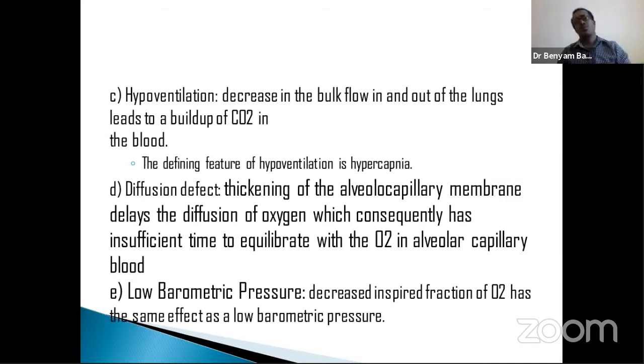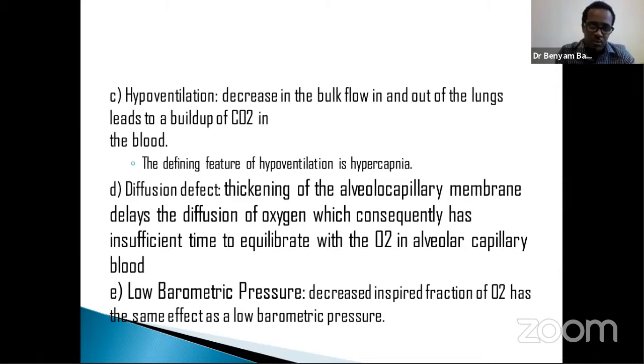So the other cause that could result in hypoxia is hypoventilation. That is a decrease in the bulk flow of air in and out of the lungs, which results in the buildup of carbon dioxide in the blood. Usually this feature is characterized by hypercapnia. So the carbon dioxide level, or the partial pressure of carbon dioxide in the bloodstream, will increase, usually greater than 45 millimeters of mercury.